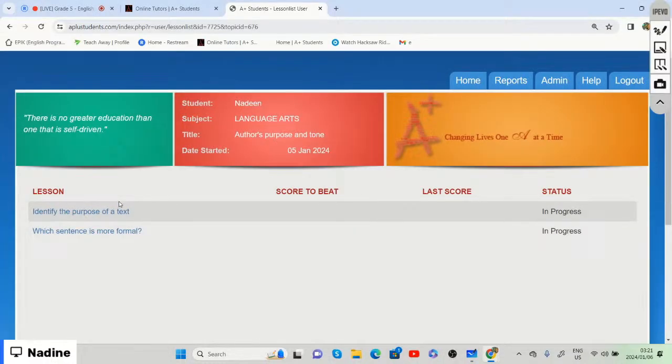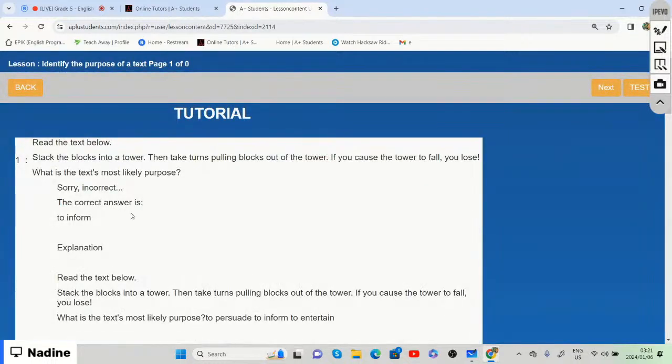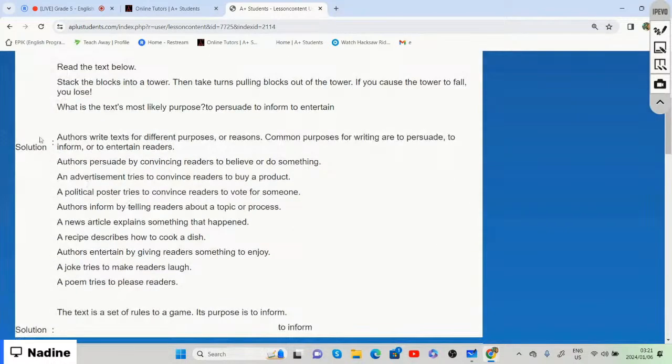All right, so let's go to our first lesson, where we're going to identify the purpose of a text. And we basically said that authors write text for different purposes or reasons. And the common purposes for writing are to either persuade, to inform, or to entertain the readers. And then we made mention of all the different types of purposes and reasons as to why authors write texts. We said it's to persuade and convince readers to believe or do something.